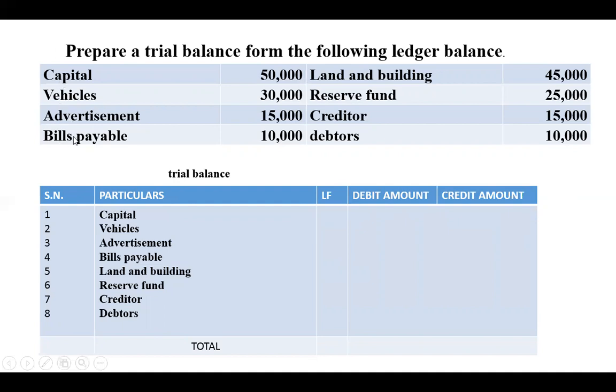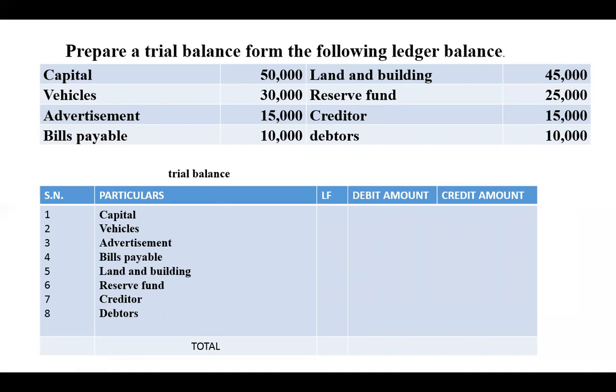Capital, vehicle, advertisement. So write bills payable, write land and building. So reserve fund is there, creditors are there, debtors are there. So write all the topics first. So remember the topics like me. So this is the easy way to do it. So trial balance, please make it correct. So do the entries correctly so that you will get the full marks on it. पहिला सबै entry राम्ररी गर. सबै नाम लेख पहिला.